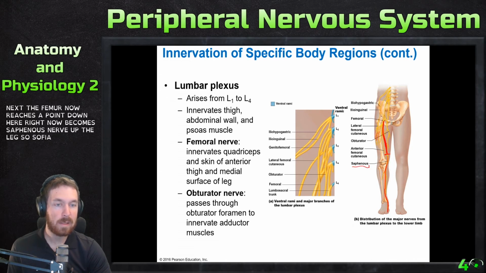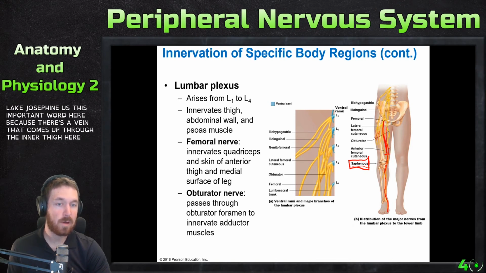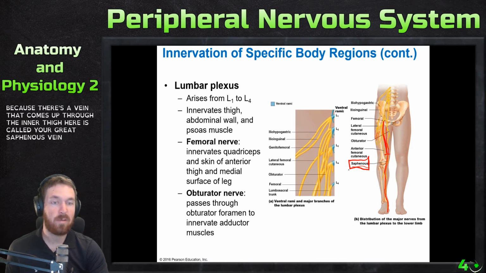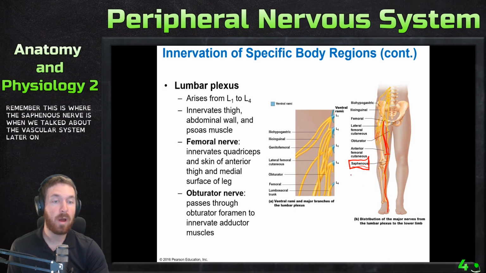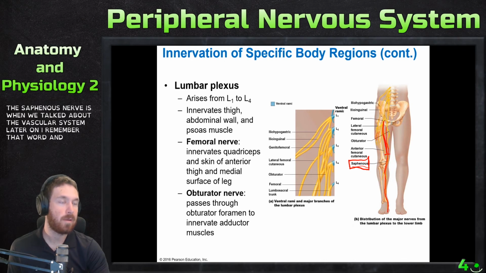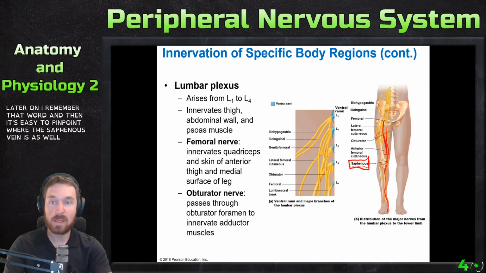Saphenous is an important word here because there's a vein that comes up through the inner thigh here. It's called your great saphenous vein. So if you remember this is where the saphenous nerve is, when we talk about the vascular system later on, you'll be like, oh, I remember that word. And then it's easy to pinpoint where the saphenous vein is as well. So that's the lumbar plexus.